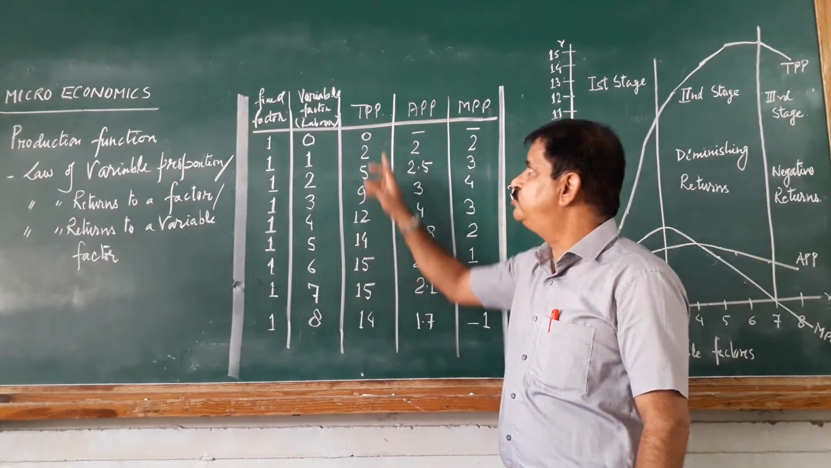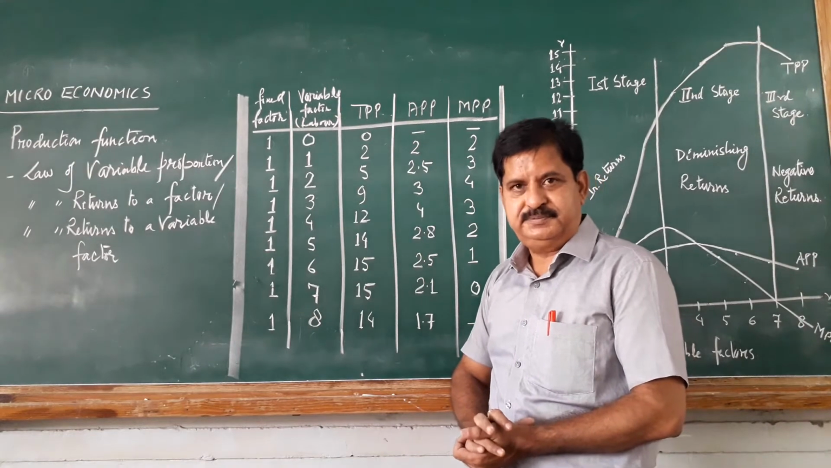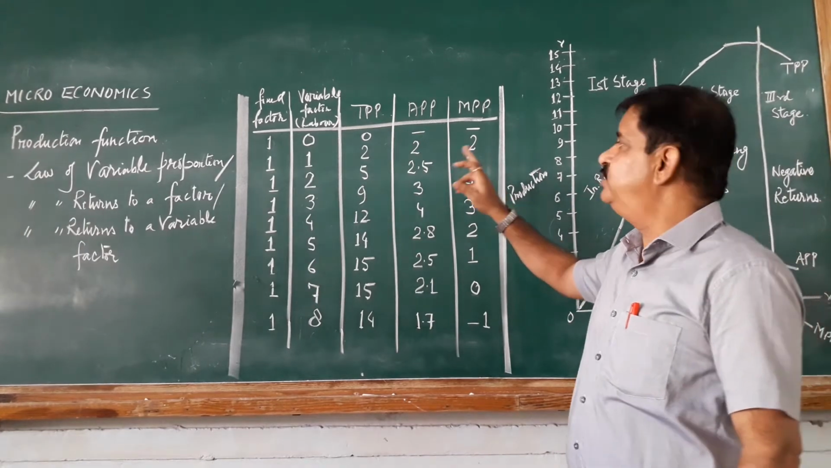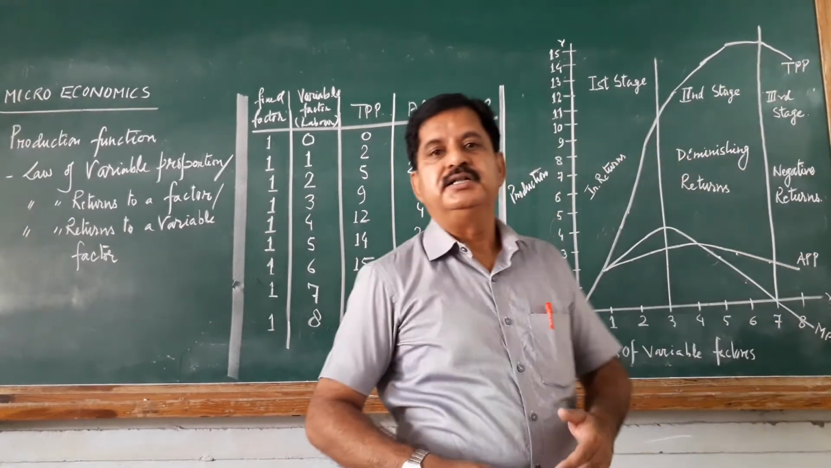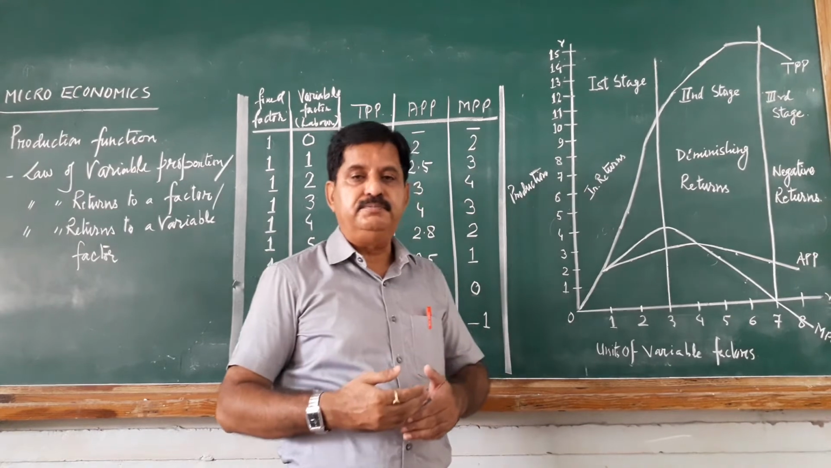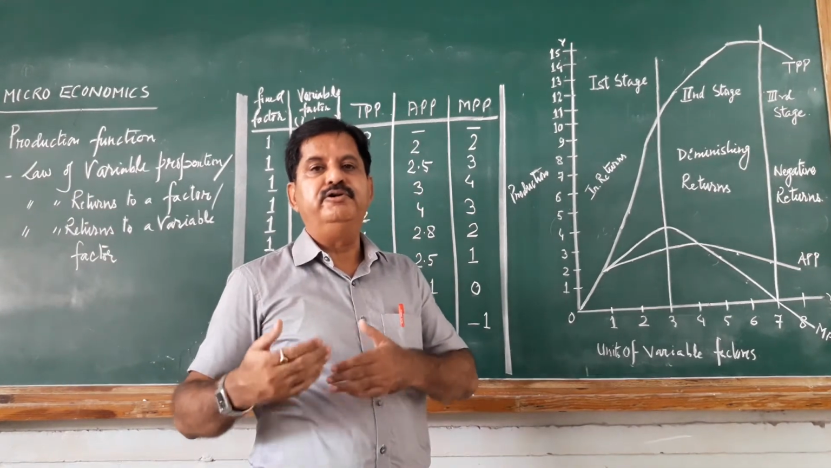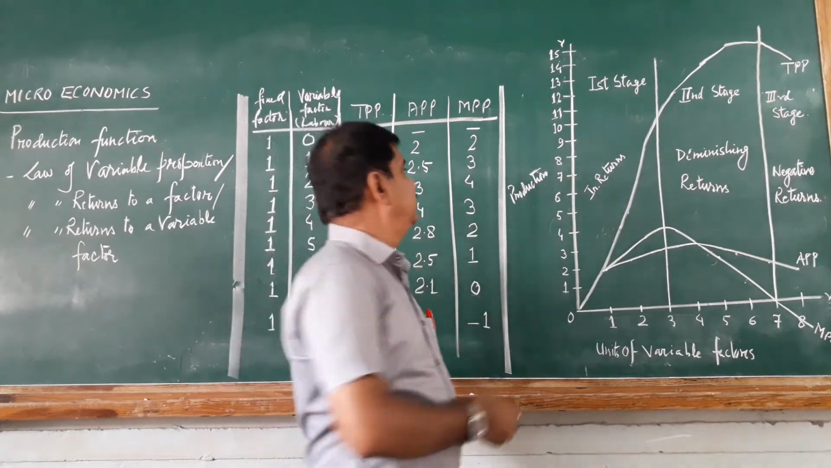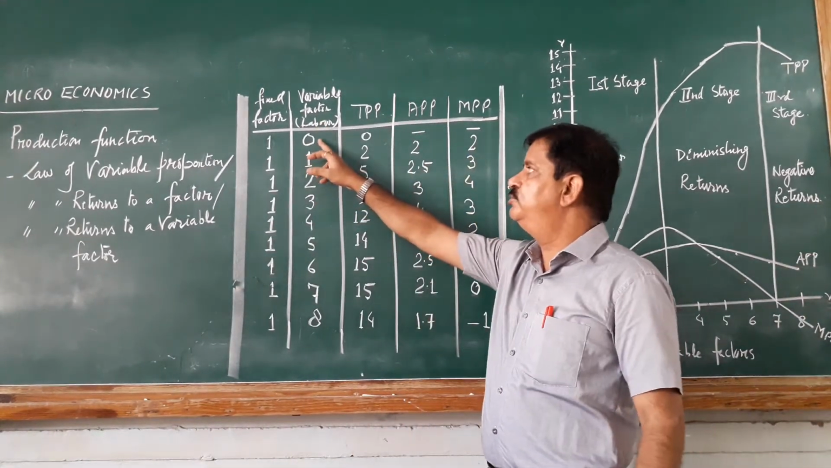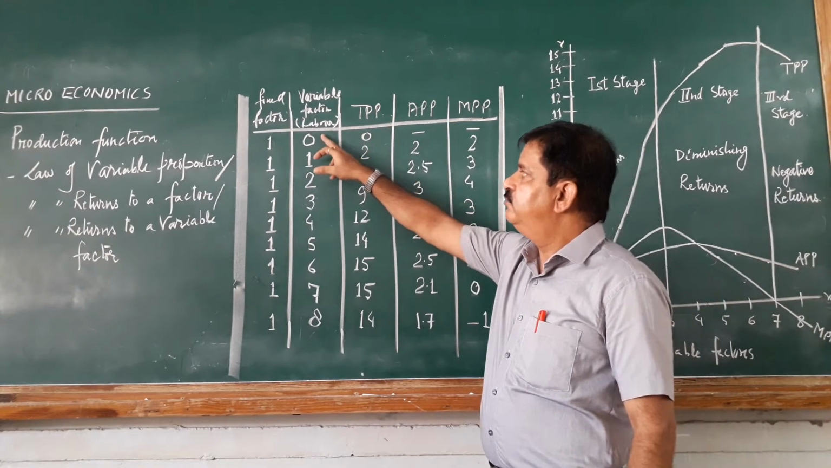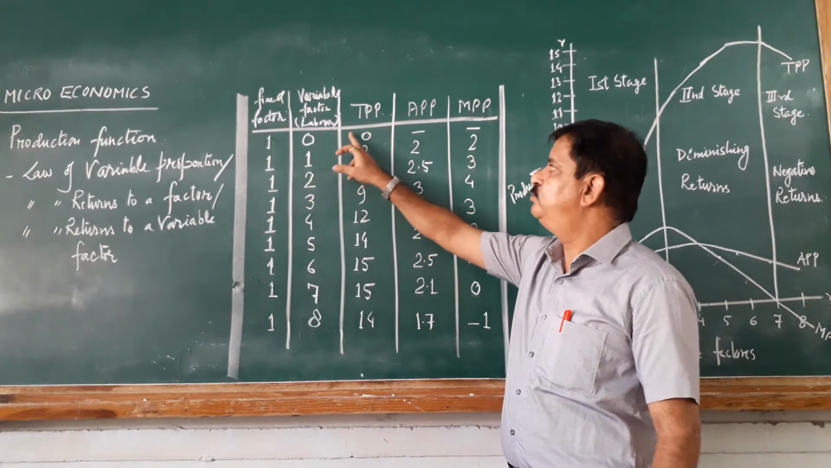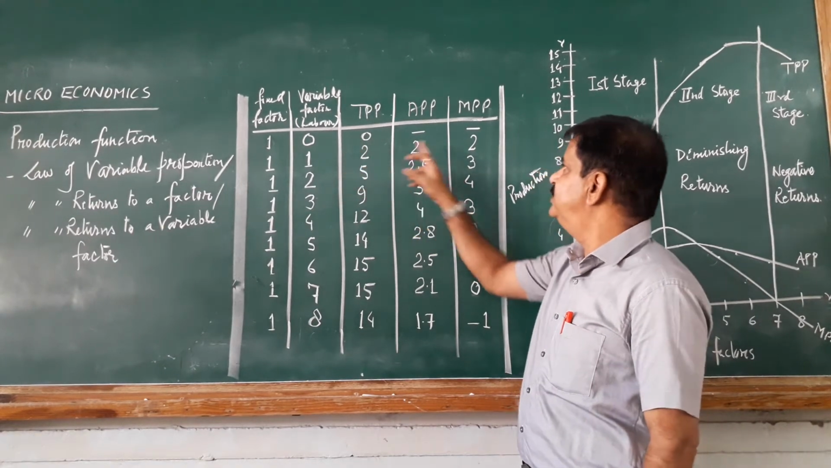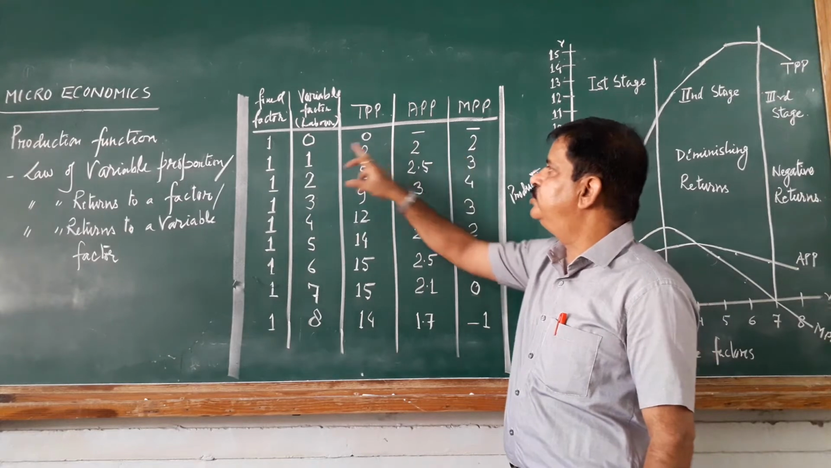So this is called the total production, total physical product. Marginal physical product means the addition to the total product by increasing one more unit of the labor, the variable factor. Earlier when labor was 0, total production was 0. When we increased one worker, the total production increased to 2. So the increase in TPP is 2. This is the marginal product of labor number 1.